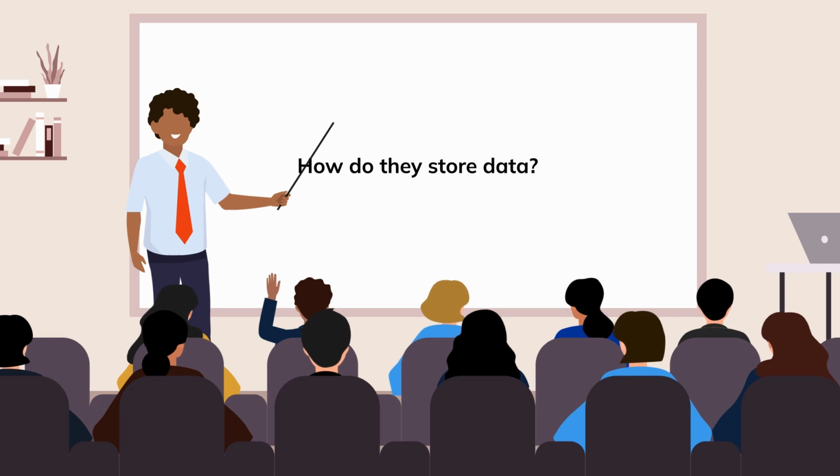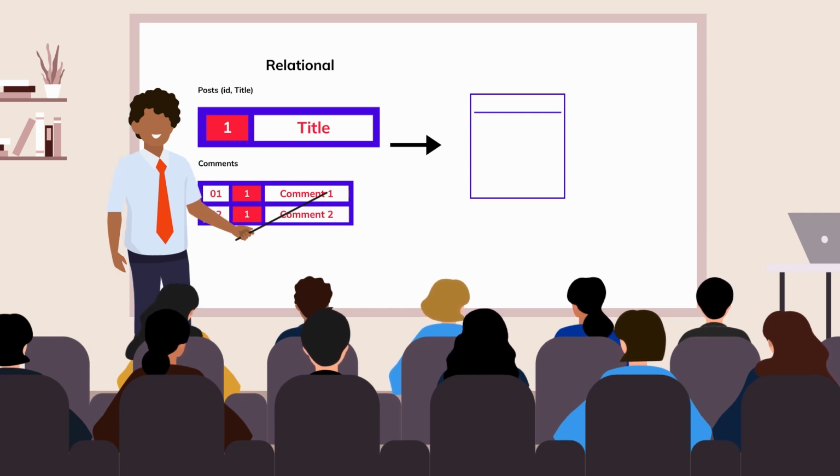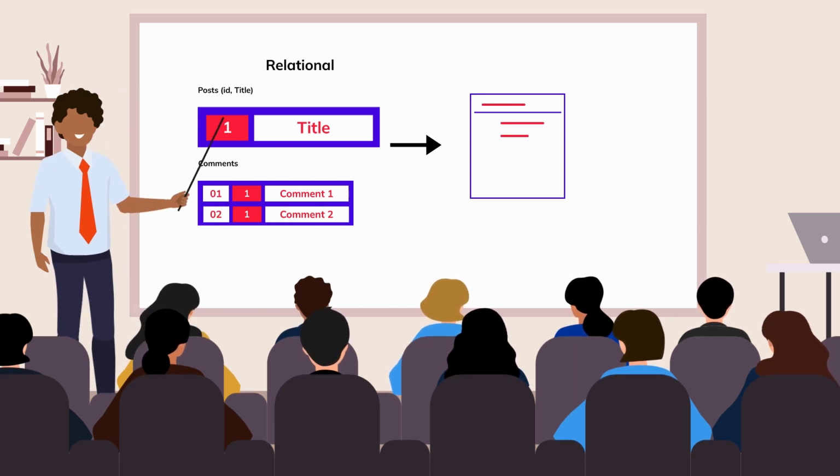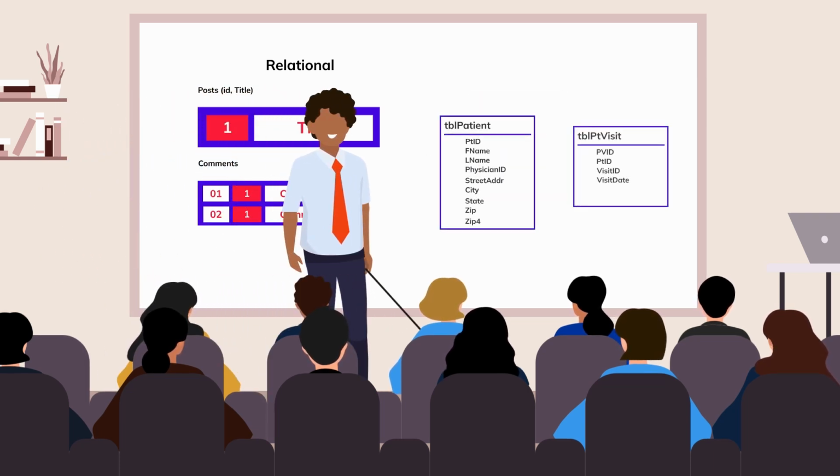How do they store data? Relational databases store data in a highly organized manner, in which tables can be related to one another using keys. Keys are numbers or letters that are assigned to data elements. The computer searches for the keys when a user enters a query. How about I show you all an example?